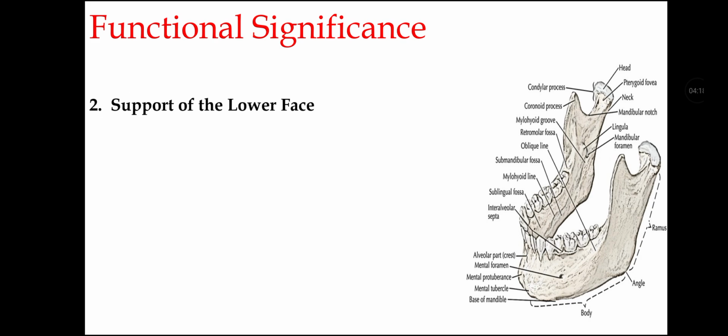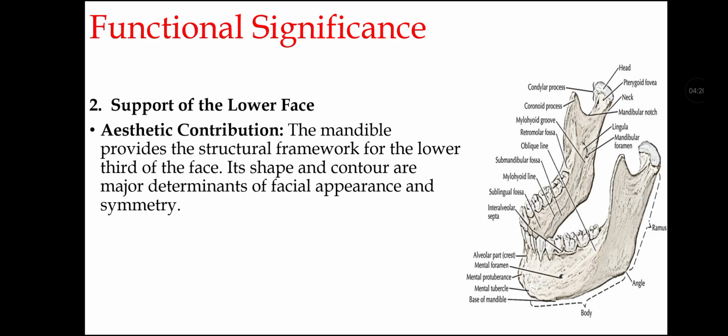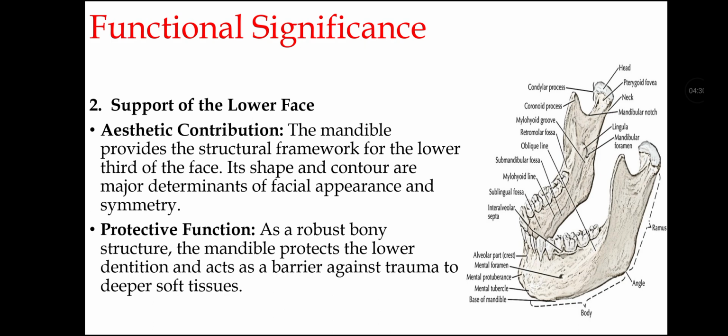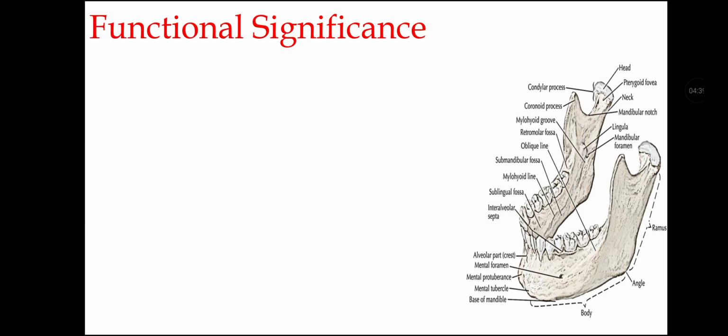The next functional significance is support for the lower face. Aesthetic contribution. The mandible provides the structural framework for the lower third of the face. It shapes and controls major determinants of facial appearance and symmetry. Then it has a protective function as a robust bone structure. The mandible protects the lower dentition and acts as a barrier against trauma to the deeper soft tissue.